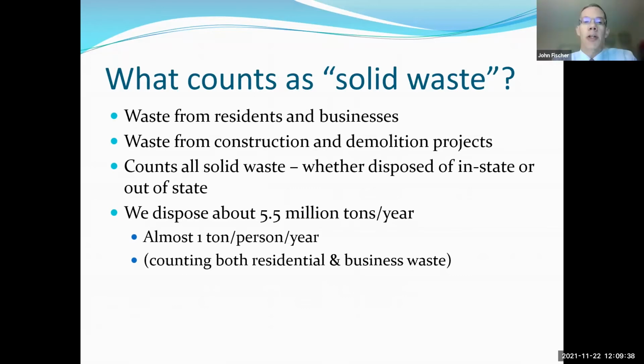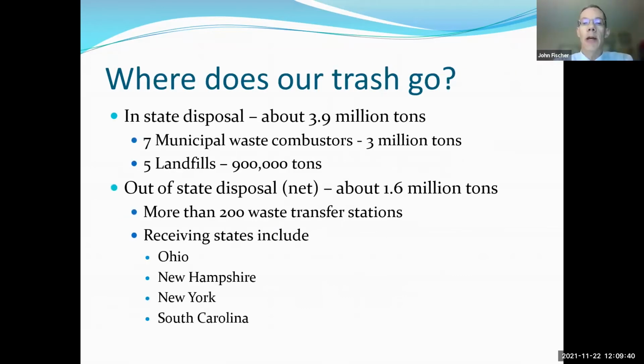Where does our trash go? In state, we dispose of almost 4 million tons of trash a year. We have 7 municipal waste combustors, or waste to energy facilities, and they take about 3 million tons of waste on an annual basis. Then as of 2019, we had 5 active solid waste landfills that disposed of a little under 1 million tons per year. And on a net basis, we dispose of about 1.5 million tons of waste that is going out of state for disposal.